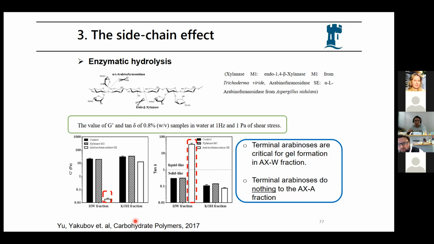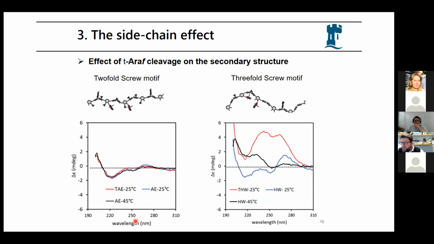For the alkaline fraction, the enzyme is still active. We can quantify the release of almost 100% cleavage of terminal arabinoses, but it has no or very minimal effect on the rheological properties. And the same we have kind of proven in terms of the changes in the secondary structure as a function of the cleavage.